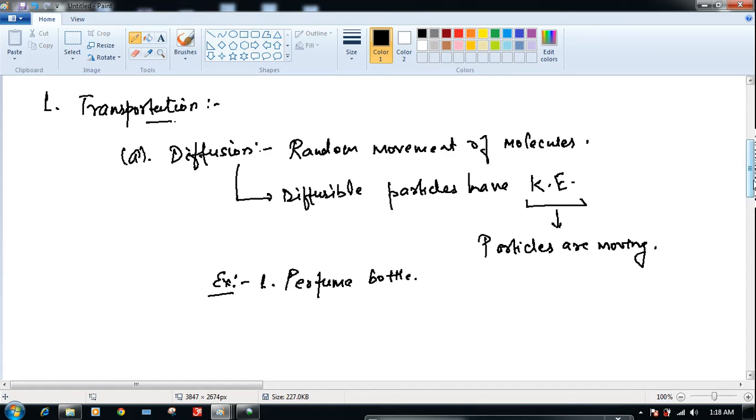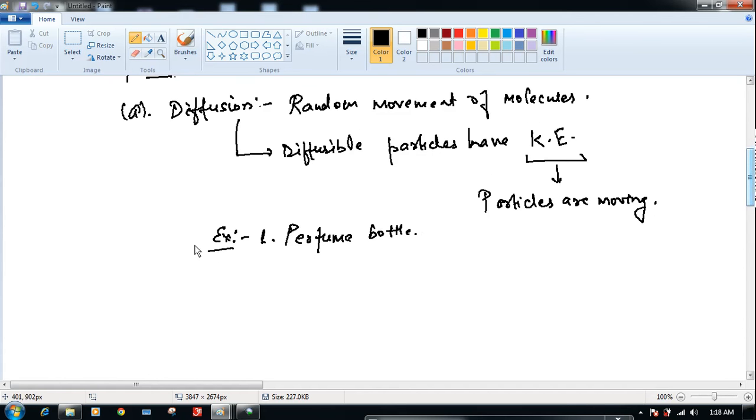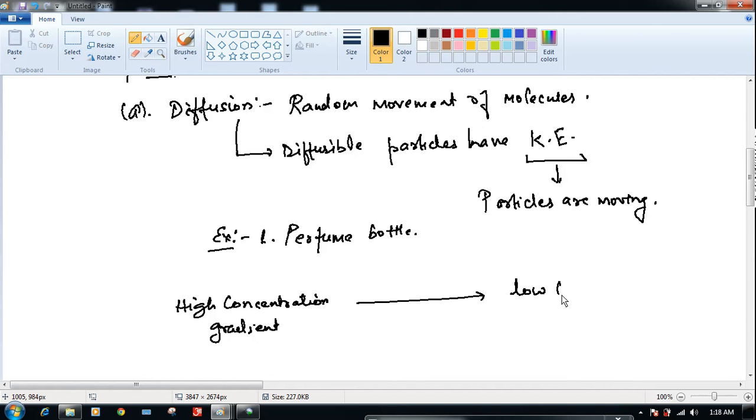and here I told that particles move from high concentration gradient to low concentration gradient. So this is your diffusion.